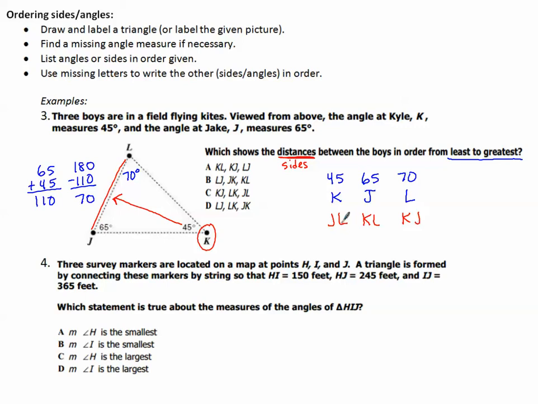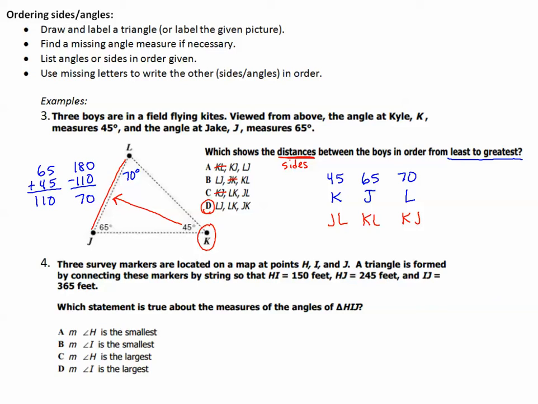Well, JL is not that. It is this. It's not that. It is this. JLLJ, same thing. Next, KL. That's not KL. This is, so this is the correct answer.